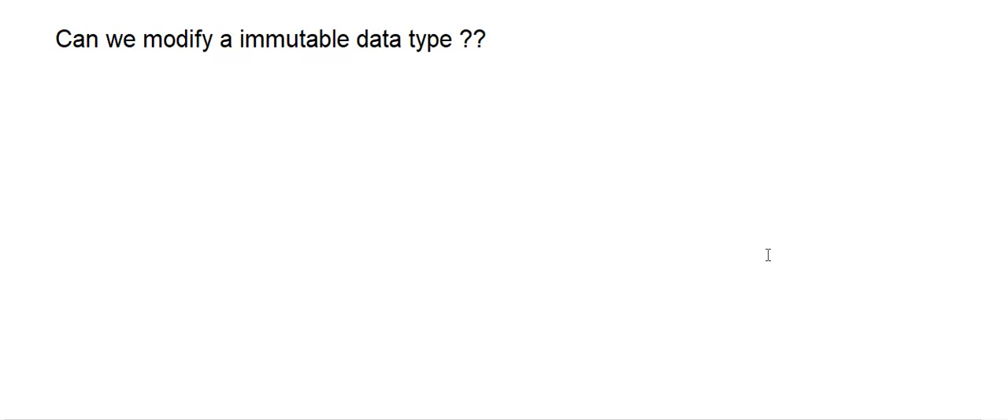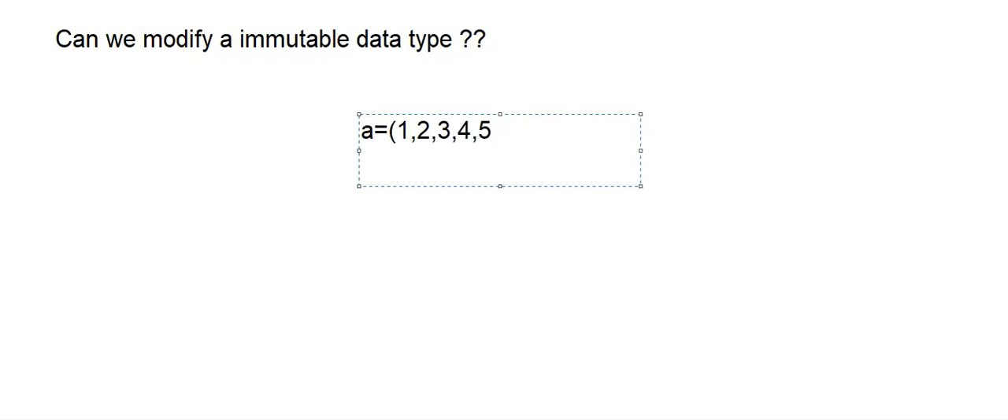In today's session, I will tell you how we can modify an immutable data type in Python. For example, I am taking here a is equal to 1, 2, 3, 4 and 5, which is a tuple. And a tuple is immutable. Immutable means we can't change it further.